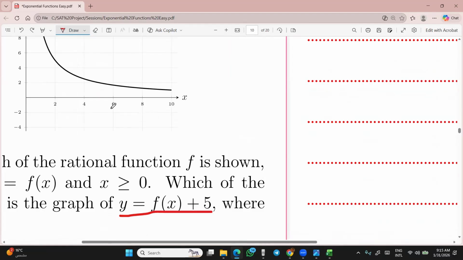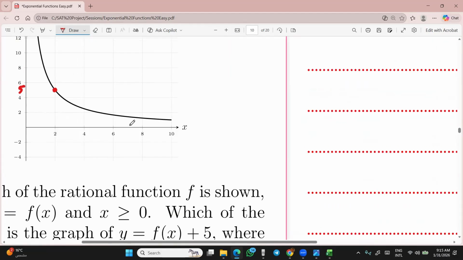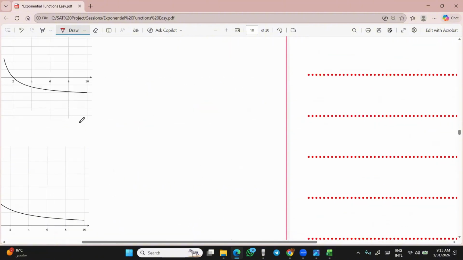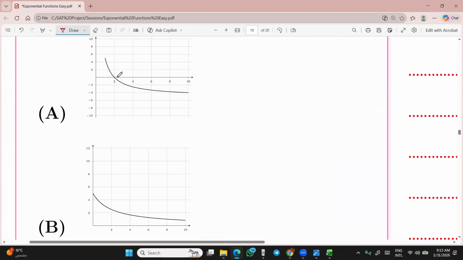Maybe you can choose a point, like maybe this point is okay. 2 and 5. We have to move it 5 steps up because we have plus 5. So instead of 2 and 5, we make 2 and 10. So the point should be 2 and 10. If you just look at the options here, this is not 2 and 10. 2 and 10 is not here.